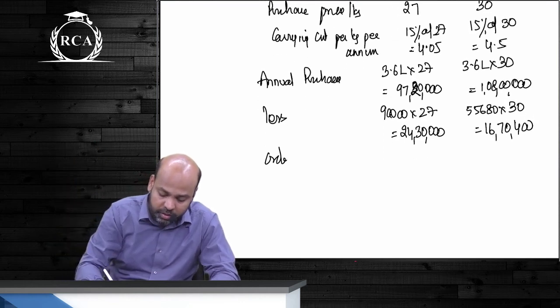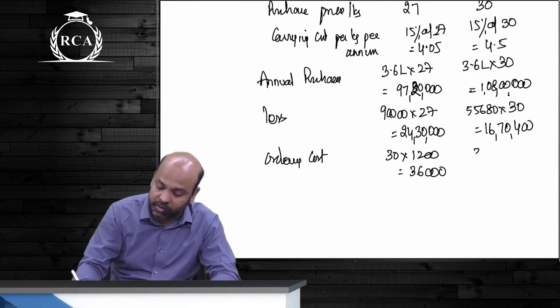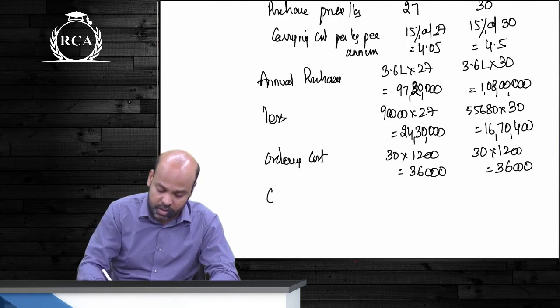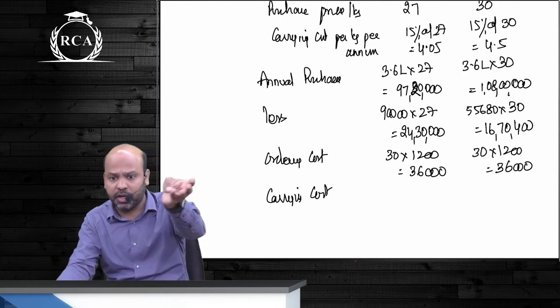Now comes the ordering cost. In both the cases, are you not ordering 30 times? Every time you place an order, are you not incurring 1,200? So that is 36,000. And the other cost that I'm supposed to include is carrying cost. Normally in all the other questions, we have always taken annual purchases plus ordering cost plus carrying cost.